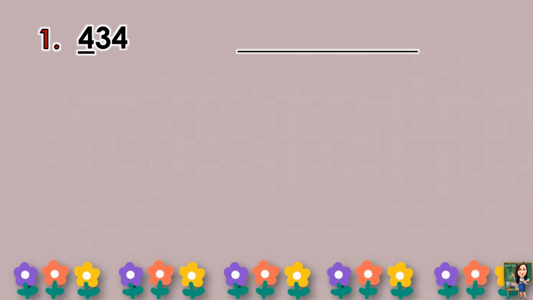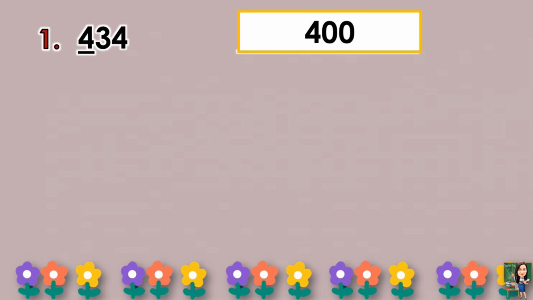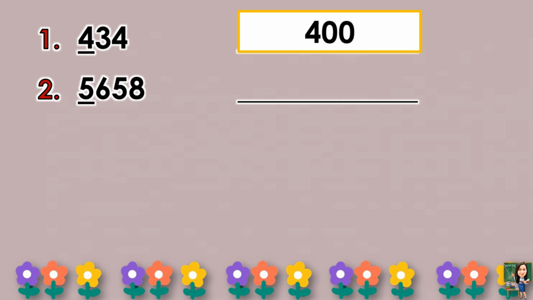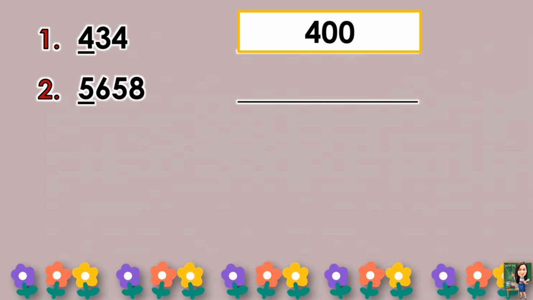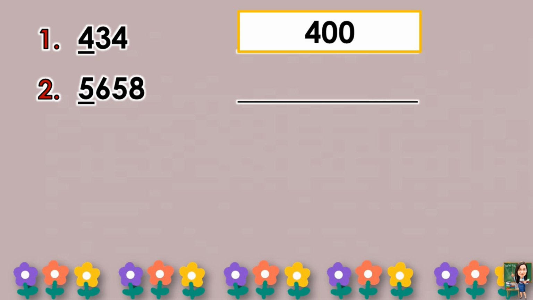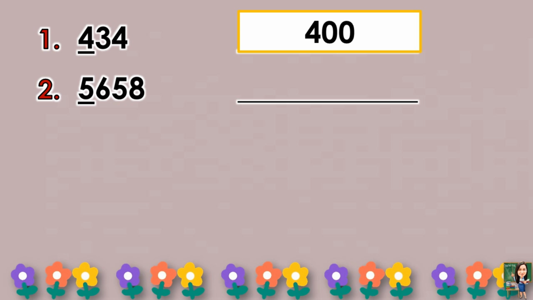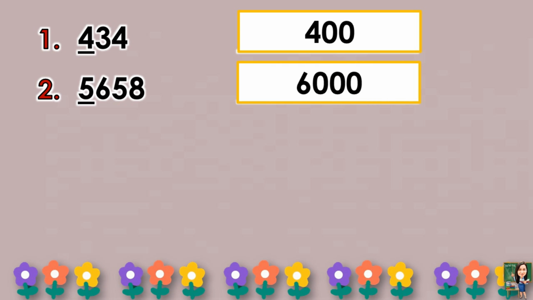So the given digit is 4 and the number next to it is 3. So that means the given digit will still remain. The correct answer is 400. It is rounded off to 400. Number 2. 5,658. The highest place value is 5. And the digit next to it is 6. So that means we will round up. It will be rounded off to 6,000.